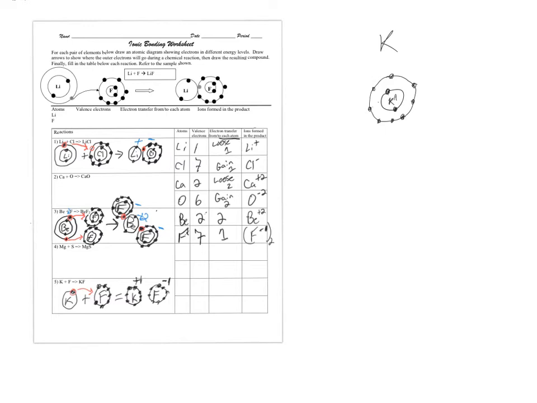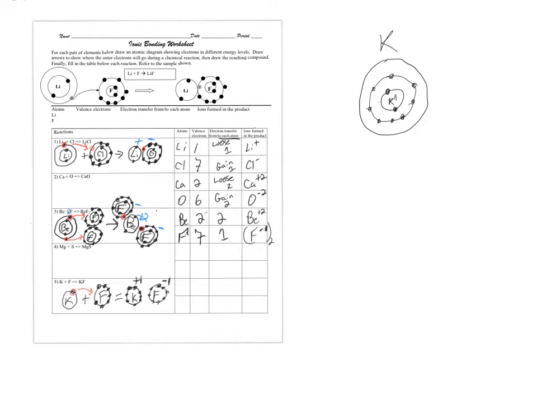So 2 is in the first shell, 8 in the second shell. 1, 2, 3, 4, 5, 6, 7, 8. The next you fill in is the third shell. Now, potassium is not in the third shell, is it? It's in the fourth shell, fourth energy level, fourth row of the periodic table. So that also makes sense if you think about it.